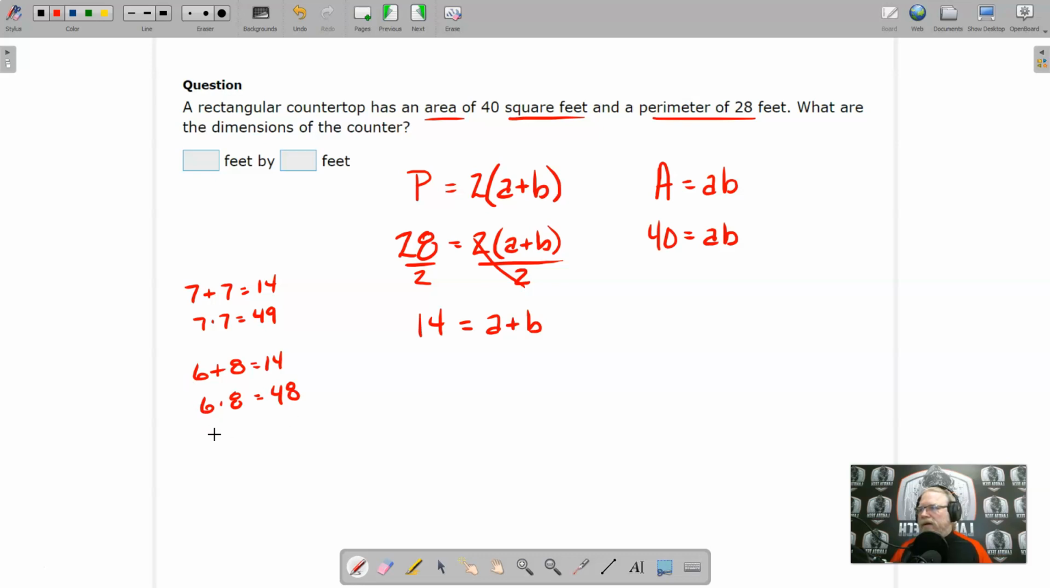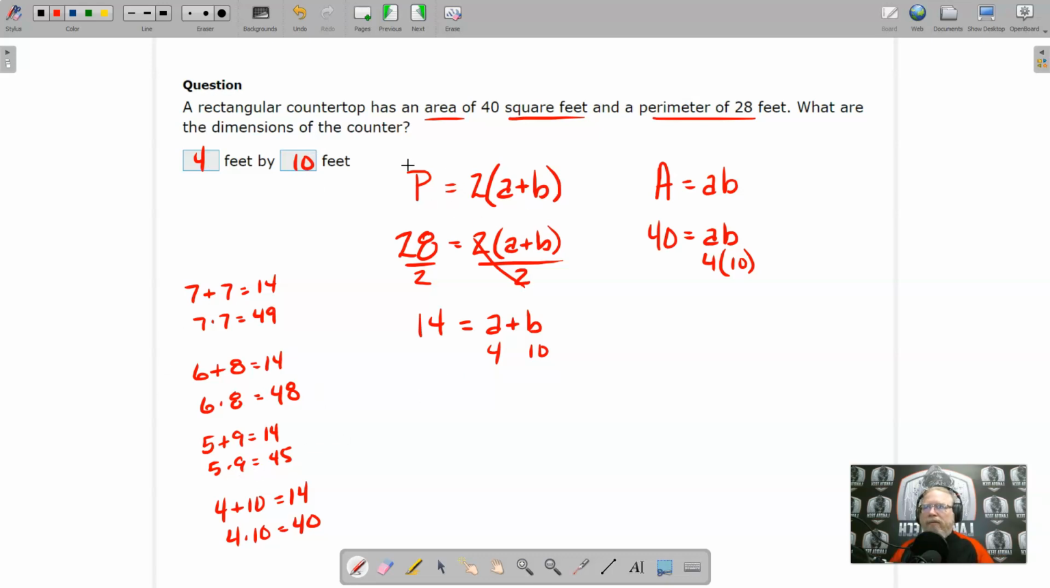So let's go the other way another time. Let's go to 5 and 9. 5 plus 9 equals 14, and 5 times 9 equals 45. We're getting down to 40. Let's try 4 plus 10. I think we're there, folks. 4 plus 10 is 14, and 4 times 10 equals 40. So A is 4, B is 10, it checks out both times, so the answer is 4 foot by 10 foot. It's just basically a guess and check, okay?